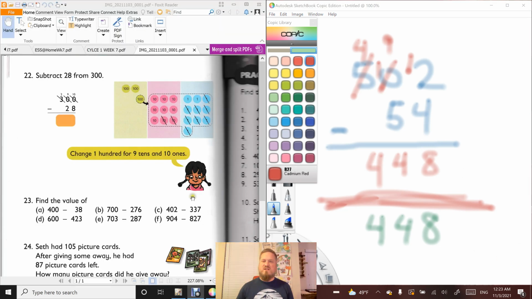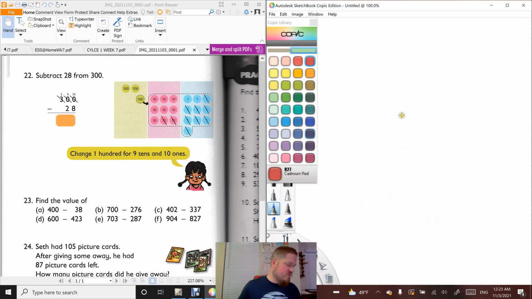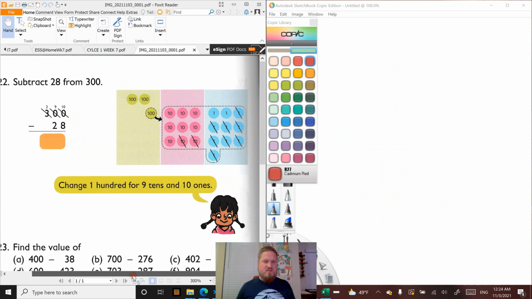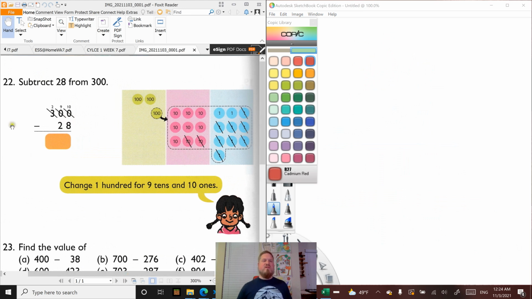All right, little change of scene here. I brought up your workbook, page 54, and we're gonna discuss problem 22. So here we have, let's see if I can zoom in a little bit. Not too much. I want the whole problem on the page. There we go. So subtract 28 from 300. All right, that's the word problem.